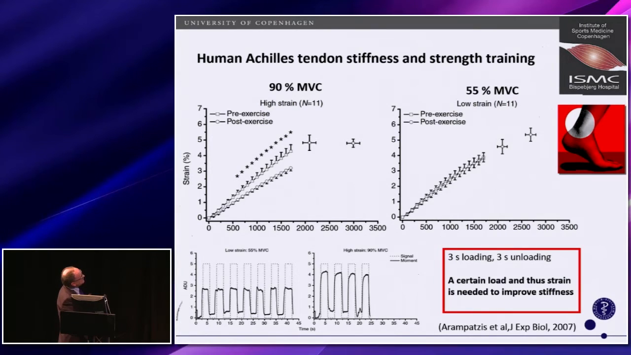And you can see that if they do the training with 55% of MVC, this is isometric, they achieve some kind of strain of the tendon, but they don't see any increased stiffness. Whereas if they go up to 90% of MVC, again, a protocol where they had 3 seconds of contraction, 3 seconds of relaxation, then there was an improved stiffness. And a lot of studies around the world would show that training is associated with increased stiffness of the tendon.